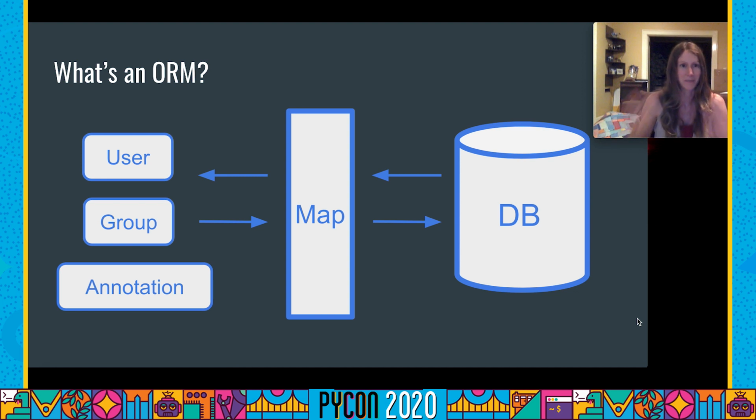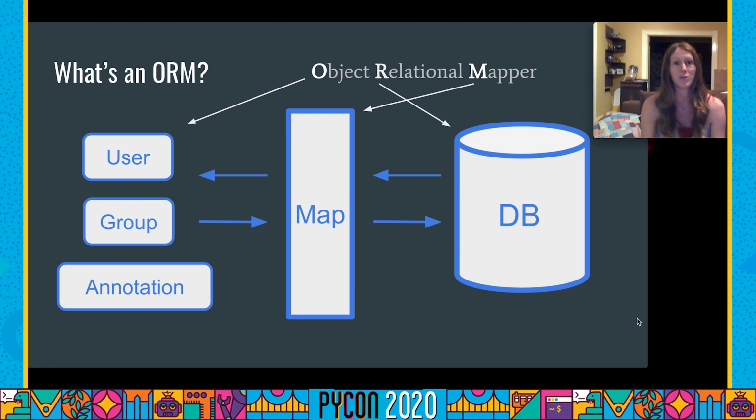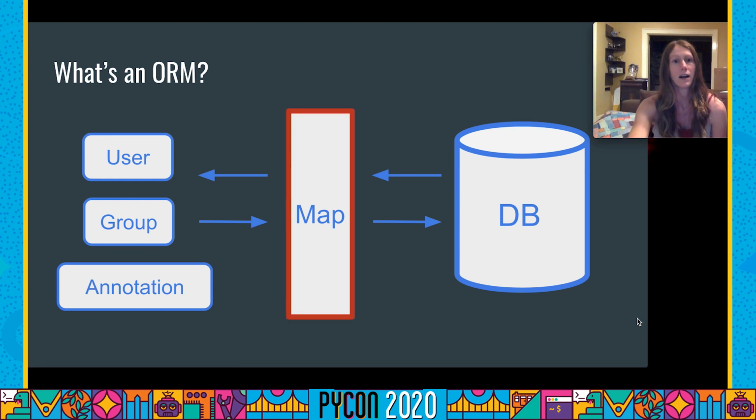So jumping right in, what is an ORM? ORM stands for Object Relational Mapper. The idea is we have our objects over here on the right, and those map to tables in our relational database over here on the left. An ORM is responsible for building that mapping between the two.